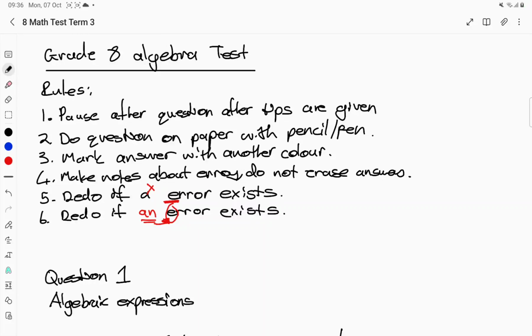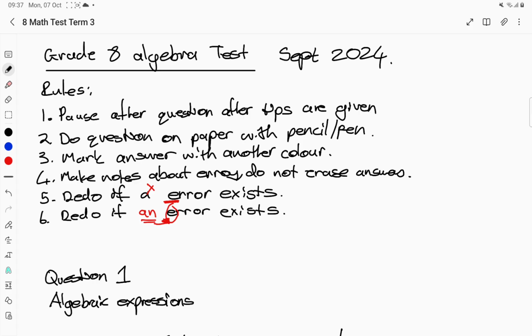Good day and welcome to the grade 8 algebra test. This is the September 2024 test. I'll be doing this with you so that you can revise where there are maybe some problems that you might have had with the test or maybe some things lacking. I'll go in detail through that.